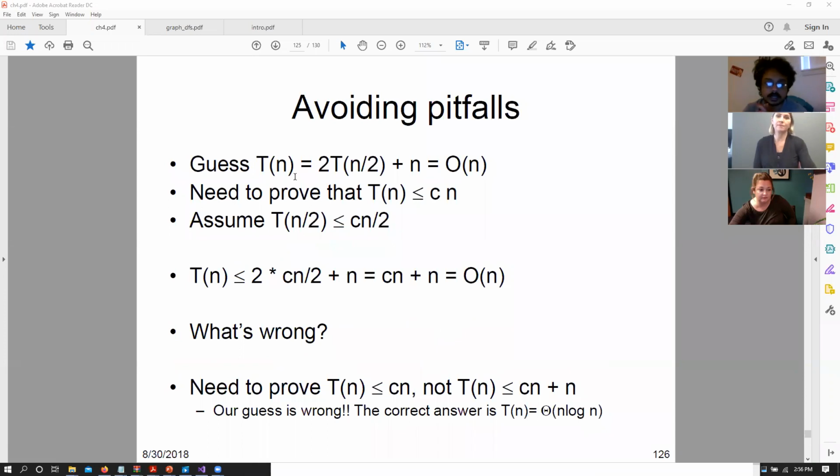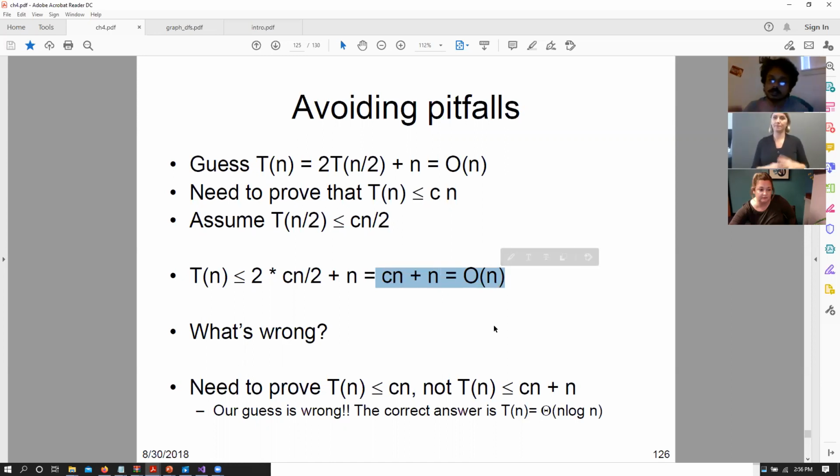Now, let's look at a wrong example. So let's say that we have T of n equals 2T(n/2) plus n, and then we are trying to prove it is big O of n. We have to prove that T of n is less than or equal to cn. We can assume that T(n/2) is less than or equal to cn by 2. Then we can say T of n is less than or equal to 2cn by 2 plus n, which essentially becomes cn plus n, which we claim is big O of n.